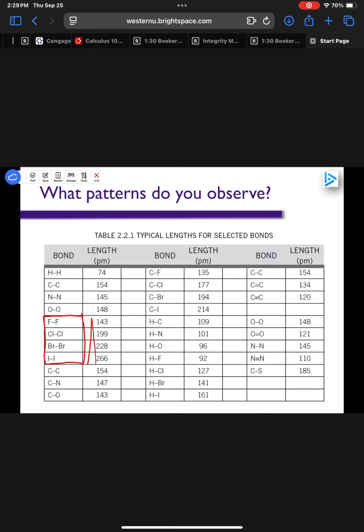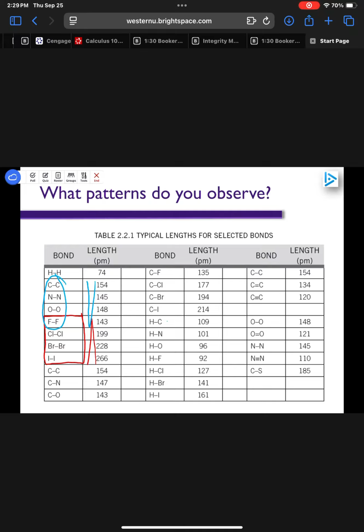Carbon, nitrogen, oxygen, fluorine. As we go across our periodic table, see how the bond length gets smaller. Because as we go across a period, the effective nuclear charge increases and those atomic sizes decrease. That's when both of the atoms were changing size.